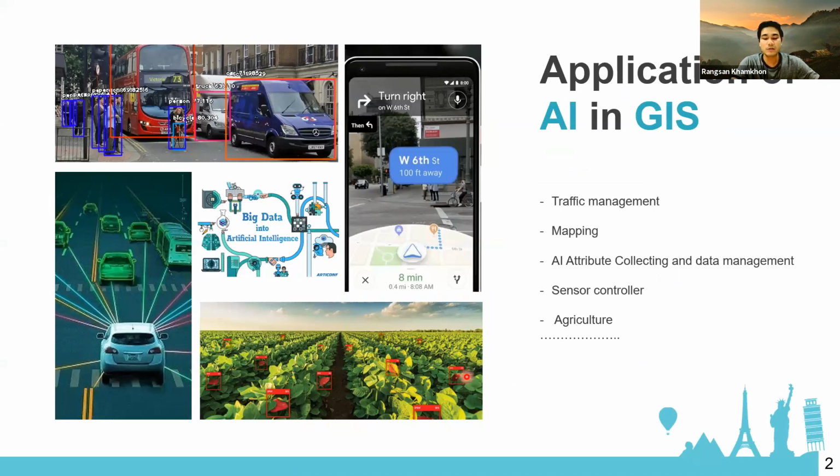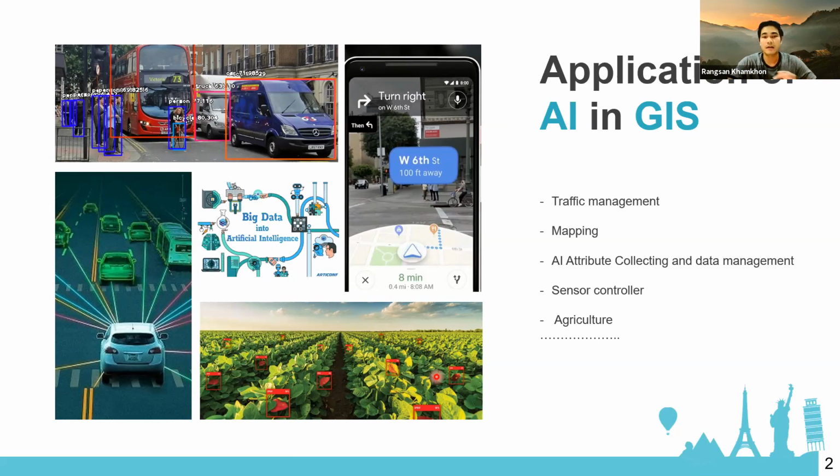In this slide, I would like to talk about the application of AI in GIS. There are many applications of AI in GIS, such as traffic management, mapping, AI attribute collecting, and data management, sensor controllers in the car, and the last one, the agricultural sector. GIS uses AI capability to enhance the function and user experience of GIS software, including AI attribute collecting, AI survey and mapping, AI cartography, and AI installation.